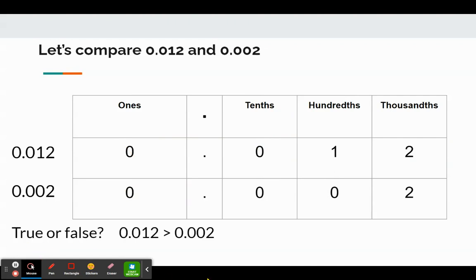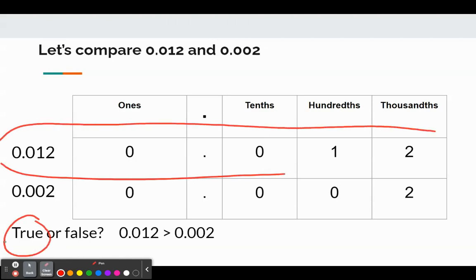Okay, so let's go ahead and answer a true or false question again. True or false, 12 thousandths is greater than 2 thousandths. That answer is true. As we saw from up here, our 12 thousandths is greater because it has more hundredths.